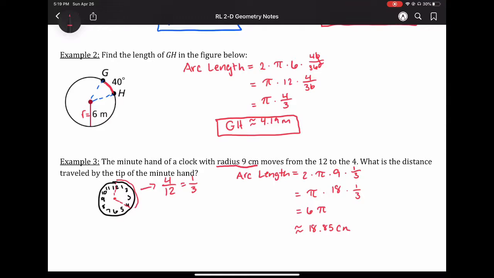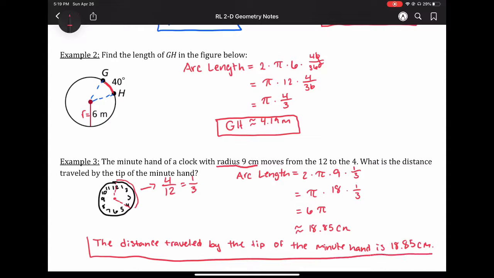Because this is a story problem, you do want to make sure that context is in there. So we're going to write this as a sentence. The distance traveled by the tip of the minute hand is 18.85 centimeters. And that whole sentence is your answer.